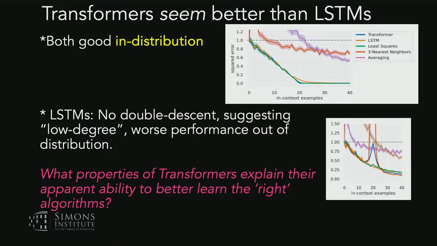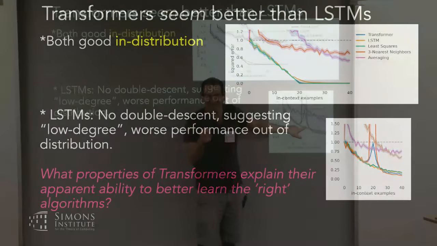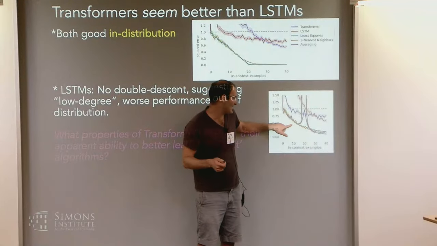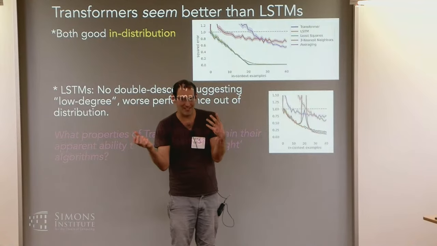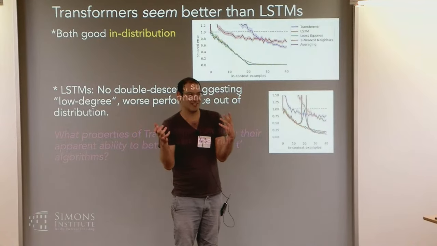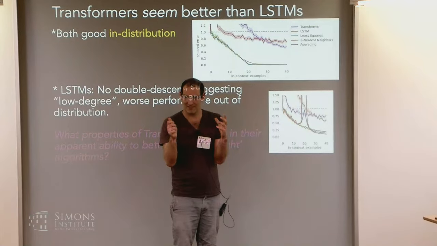Okay. LSTMs, these are two different LSTM architectures, there's no double descent. What does that mean? That means the algorithms they represent don't know what the dimension is. They don't know D. They aren't doing any complicated inverting a matrix of examples. They're not doing what regression does, where you have this very numerically sensitive thing.